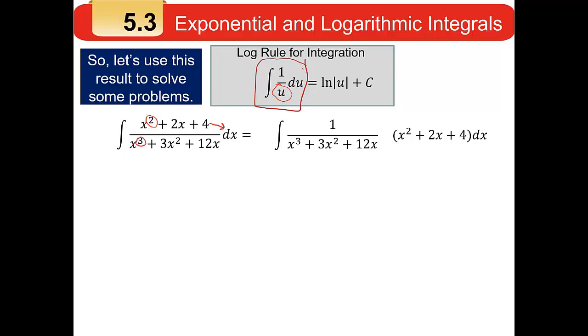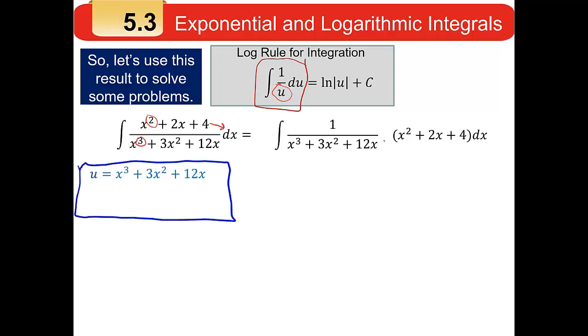Well, let's go for it. We're saying that the denominator has to be u if it's going to fit into that formula. Well, let's compute the differential. The differential then will be 3x squared plus 6x plus 12 dx. Well, that's not quite right. We don't quite have that, but I do notice that there's a common factor of 3. Maybe that gives me some hope.